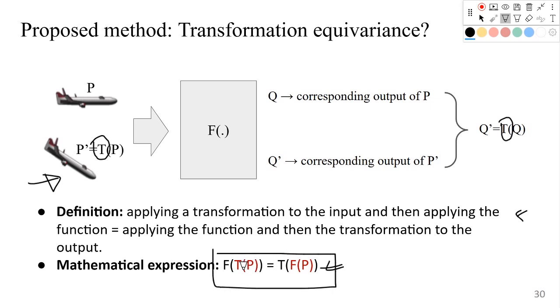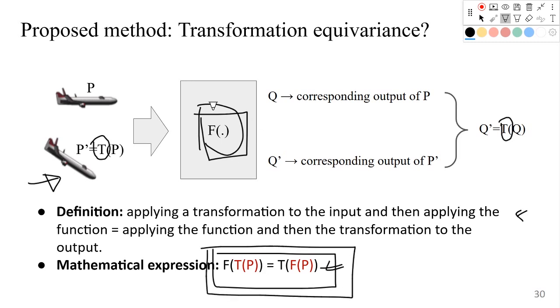This is the same input P here. We apply the transformation first, and then later we apply the function, which equals applying the function first, and then applying the transformation later. So if we swap this order, it will be the same. This is the transformation equivariance. If this function or later point cloud encoder holds this property, it means that this function or this encoder holds the transformation equivariance property. That's it for the first property.